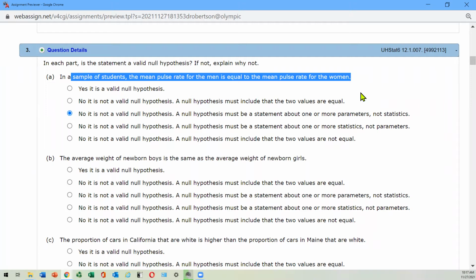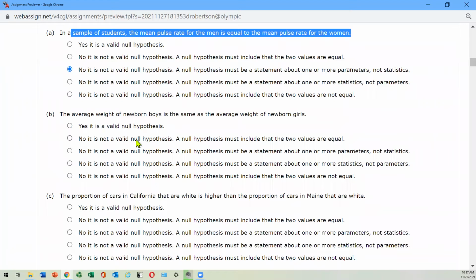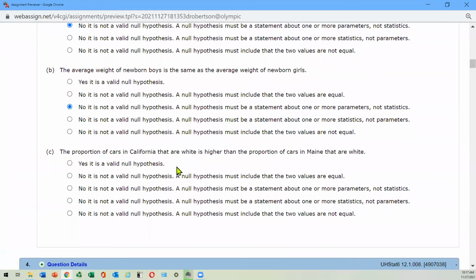but the hypothesis itself is in terms of the population value. The average weight of newborn boys is the same as the average weight. Well, that's not a valid one either. So it's no. The proportion of cars in California that are white is higher than that in Maine. Yes, that is allowed.